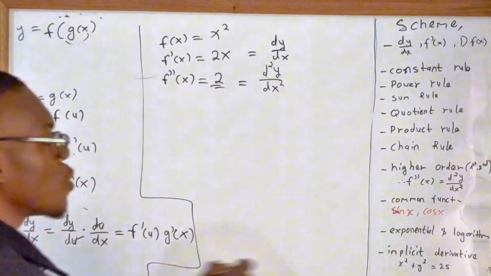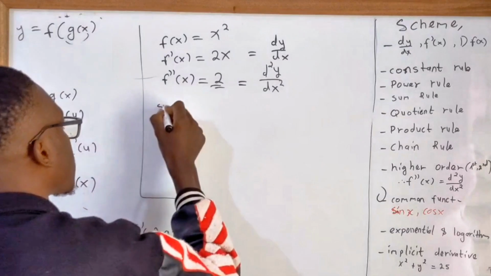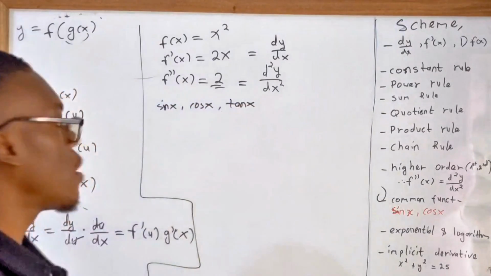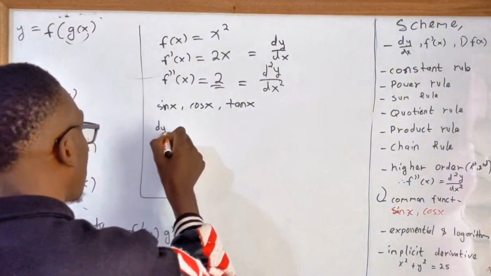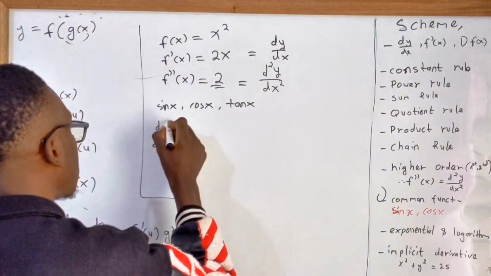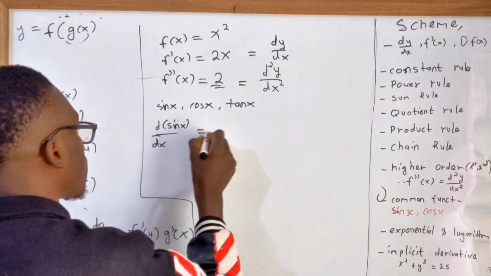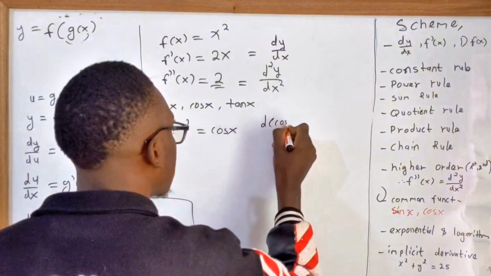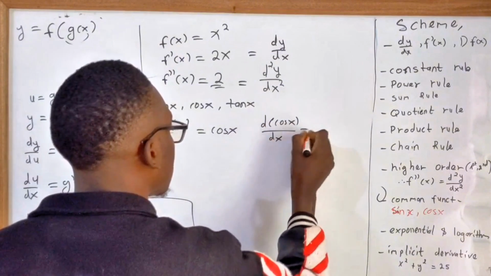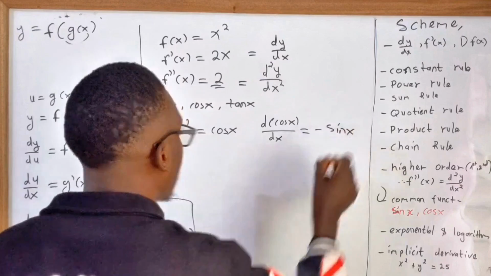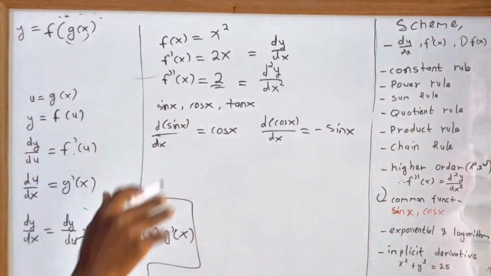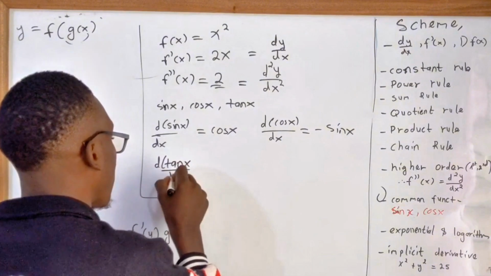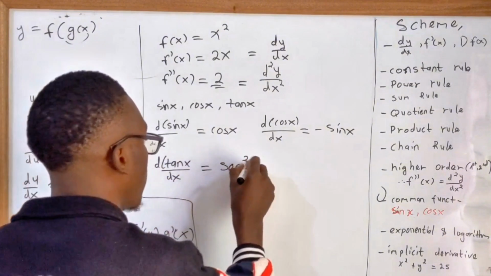Let's differentiate common functions of x. Common functions like what? sin x, cos x, tan x. We always use these three functions. The derivative of sin x, dy over dx, or d over dx of sin x, is equal to cos x. And that of cos x, d of cos x over dx, is equal to minus sin x. Yeah, I know you don't know really about this. I'll show you how to get this easily. And that of tan x is equal to sec squared x.